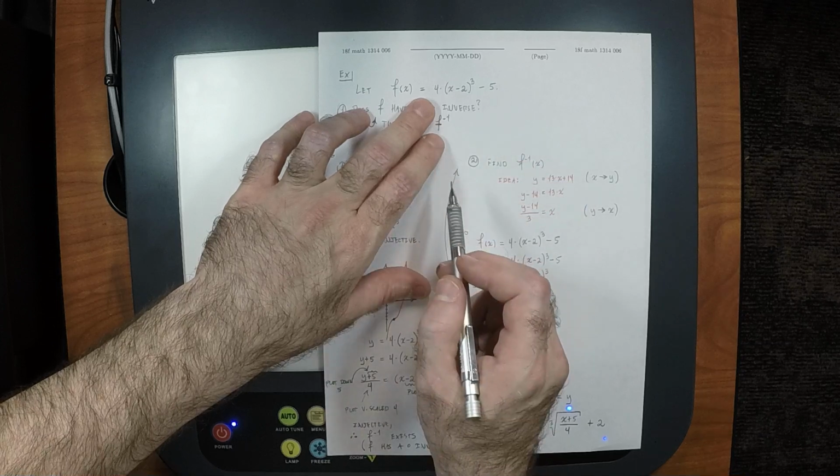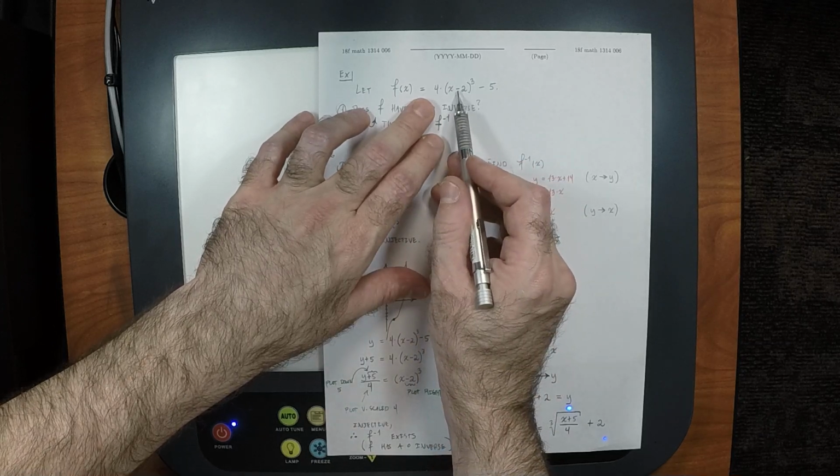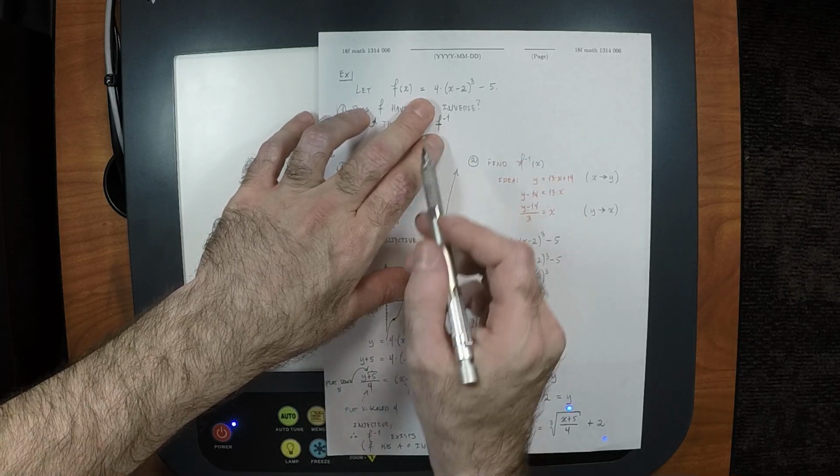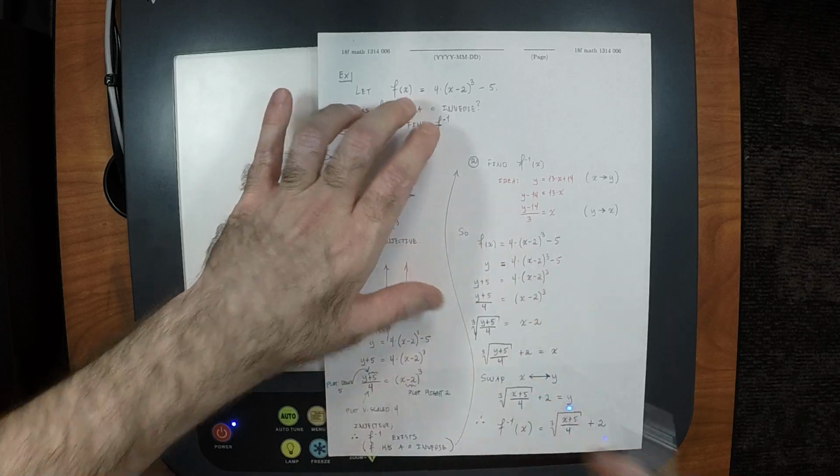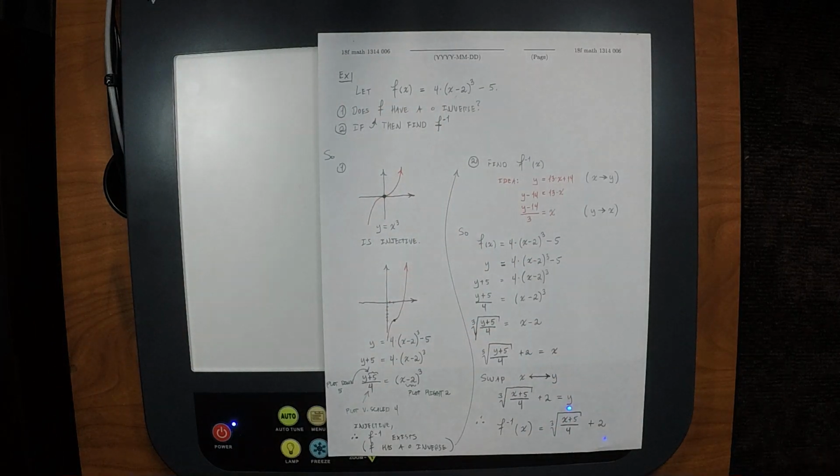If I gave you an x to plug in? No, you'd have to do that first, right? Because of the order of operations. So those operations have to occur in a certain order. And in the inverse function, they have to occur in the reverse order.